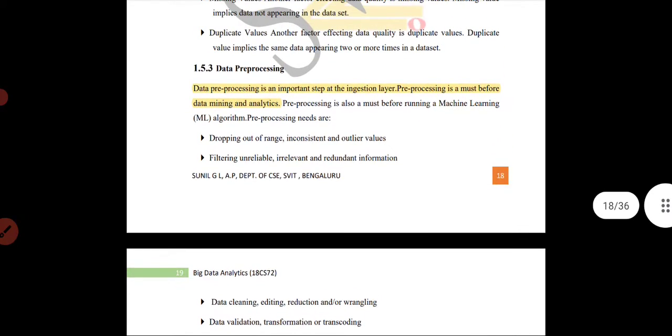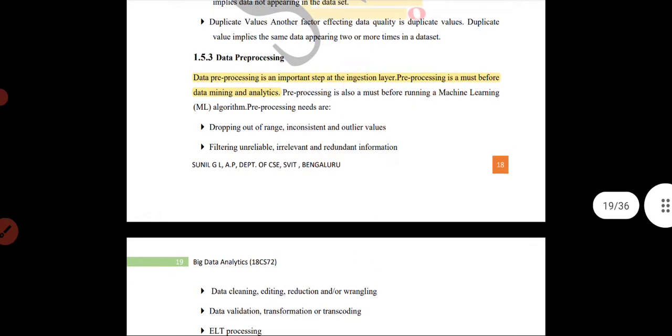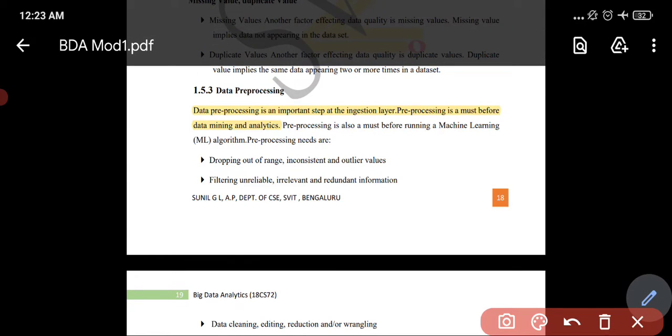And the next one, data pre-processing. Once you have errors or low quality data, you need to pre-process it and enhance it, then only you can process it and use it, correct? So first the data pre-processing is done. Data pre-processing is a very important step in the ingestion layer, that is layer 2. It must be done before data mining and then analytics.